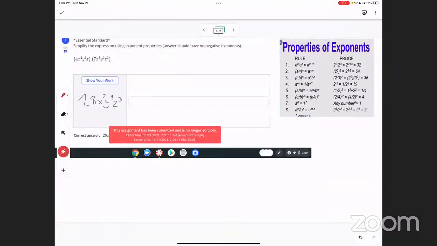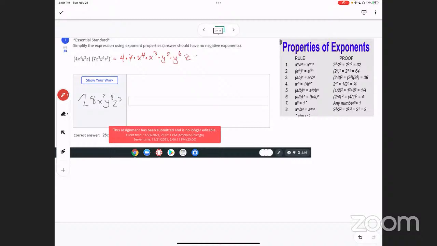Okay. So you can see I have x to the 4th. Well, first of all, I like to deal with the numbers, right? So my numbers are 4 and 7. So what you can do is you can think about rearranging these: 4 times 7 times x to the 4th times x to the 3rd times y squared times y to the 6th times z to the 3rd. And you don't actually have to rearrange them like this, but I'm showing you just how mentally that's what you're thinking about, right? Yeah. You're dealing with them in this order. So what's 4 times 7?